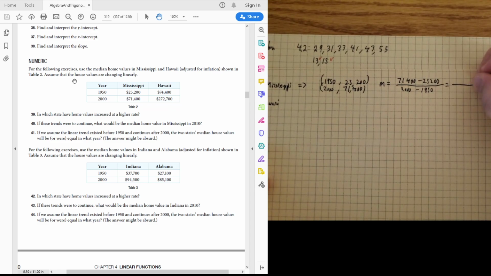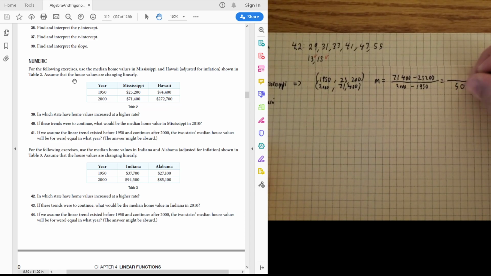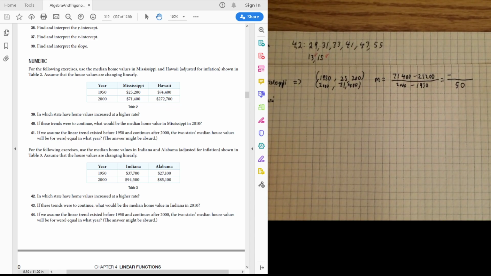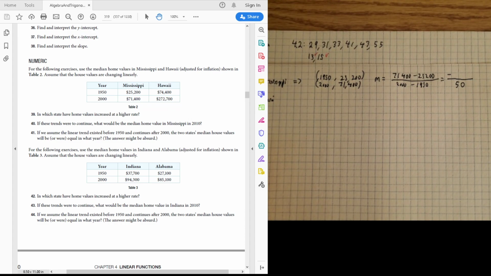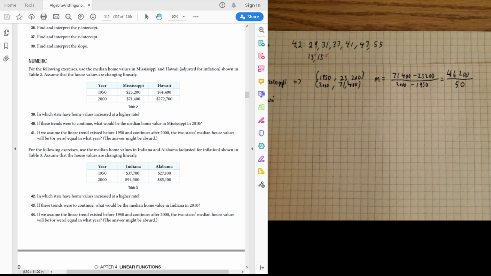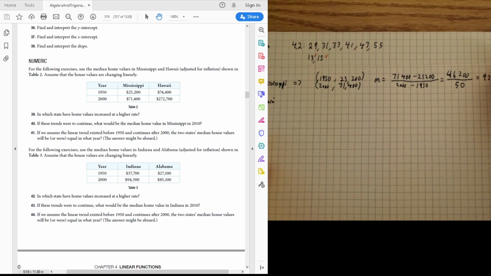The bottom one's pretty easy. I should get 50 on the bottom. On top, I'm going to get a negative number. Calculator is my friend. So I type in 252, other way. So it'd be 71400 minus 25200. We get 46,200. And if I divide that by 50, I get a rate of change of 924.